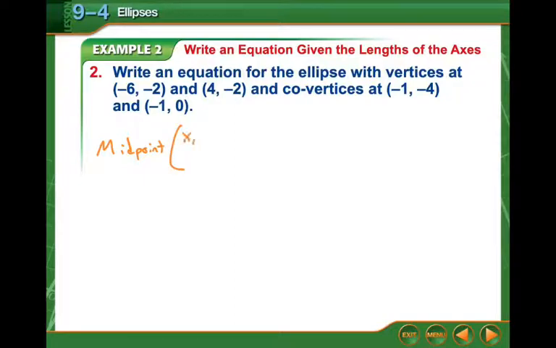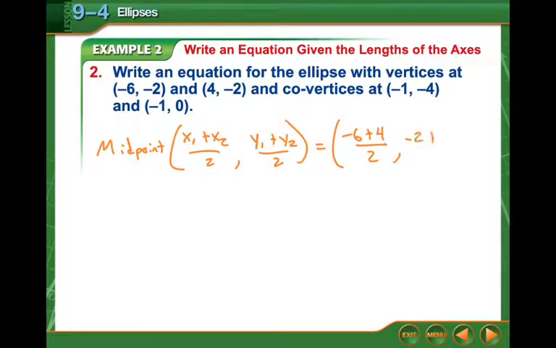which again is (x1 plus x2) over 2, and (y1 plus y2) over 2 as an ordered pair. So we're going to do that for, it doesn't really matter which one we use. So we can do negative 6 plus 4 over 2, and negative 2 plus negative 2 over 2. So that gets us a negative 2 over 2.